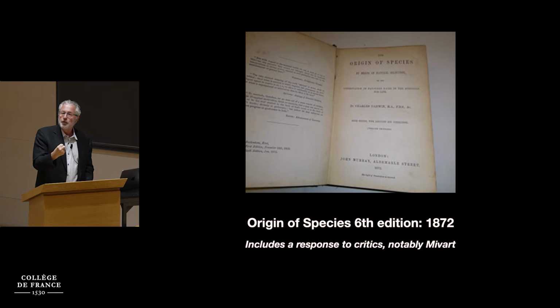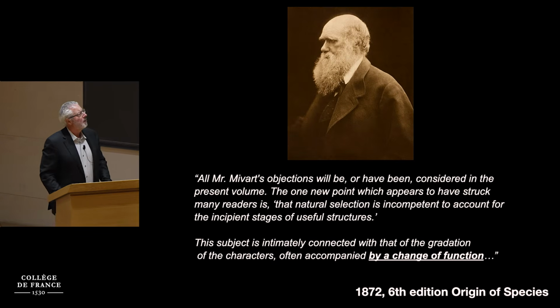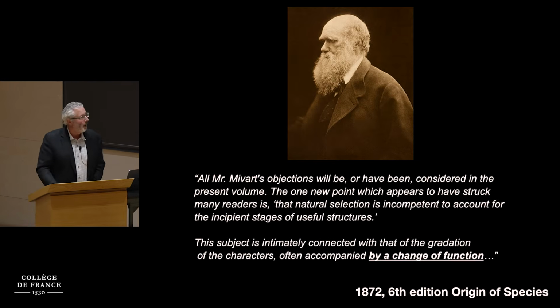Today, much of what we're going to talk about is going to be derived from one little phrase in that volume. He said, "All of Mr. Mivart's objections will be or have been considered in the present volume." That's the 6th edition of The Origin of Species. "The one new point which appears to have struck many readers is that natural selection is incompetent to account for the incipient stages of useful structures." Just what I was telling you, right?